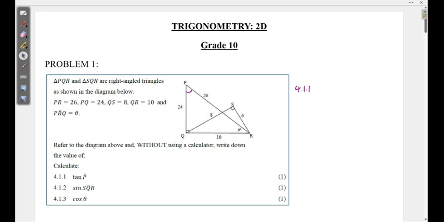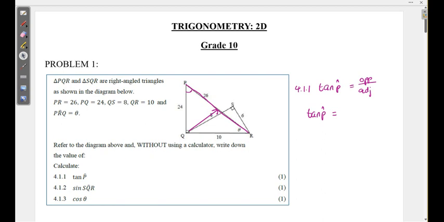Let's remember that if we want tan angle P, according to SOHCAHTOA, tan is opposite over adjacent, okay? Now this will tell you that I should look for the opposite of P. In this triangle here, good people, the longest side, which is opposite the right angle, which is PR, is your hypotenuse, okay?